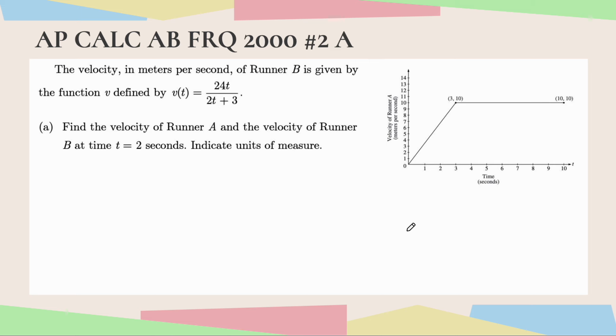Okay, so jumping into part A, it asks us to find the velocity of runner A and the velocity of runner B at time t equals 2 seconds, and then indicate the unit of measure.